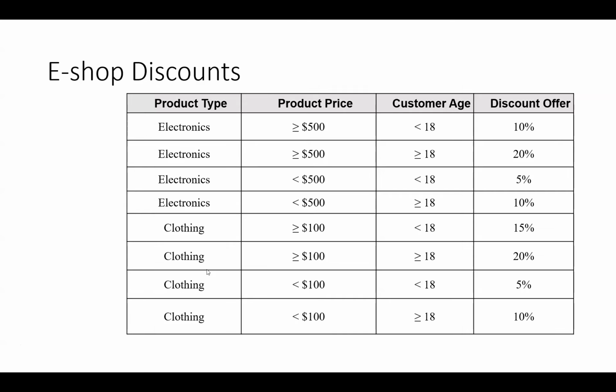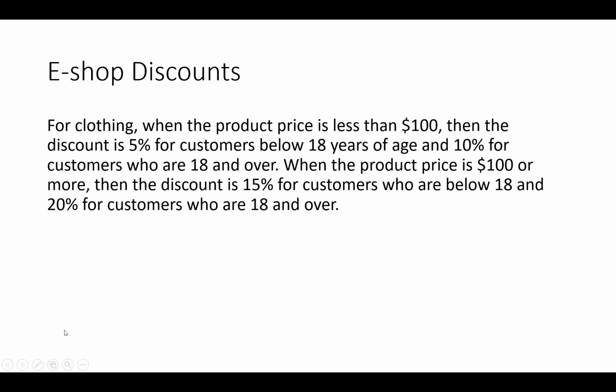Yeah, the electronics and clothing, and then for each one of the product types, you have to put the product price and then the age requirement, right? And then to get a discount: greater than or equal to $500 and age less than 18 years is a 10% discount. Greater than 500 and greater than 18 years is 20%. And you fill out the table for all the possible scenarios given the description here.